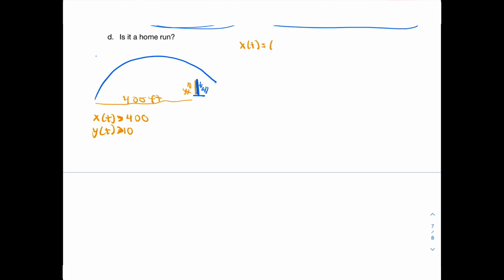We hit the wall. So we'll start by finding out at what time the ball is 400 feet from home plate. So we're going to take our x variable and replace x of t with 400 and solve for t. So it's a linear equation. All I got to do is divide by that coefficient of t. So that means t is equal to 400 divided by 140 times cosine of 45. With the aid of a calculator, I end up that t is approximately 4.04 seconds.